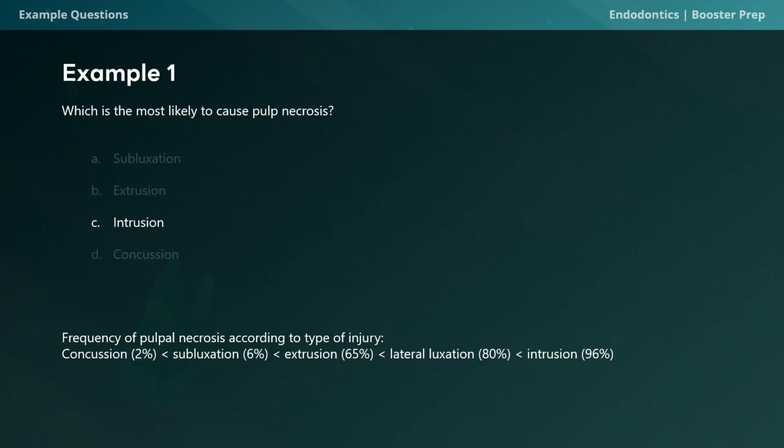Remember what I said earlier in the video, guys. Intrusion injuries are the worst types of injuries you can have according to the statistics, which tell us that intrusion injuries have a 96% chance of devascularization and needing a root canal therapy later on, which is quite high. That's almost a sure thing.